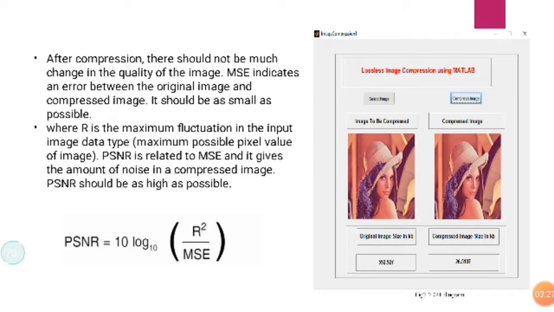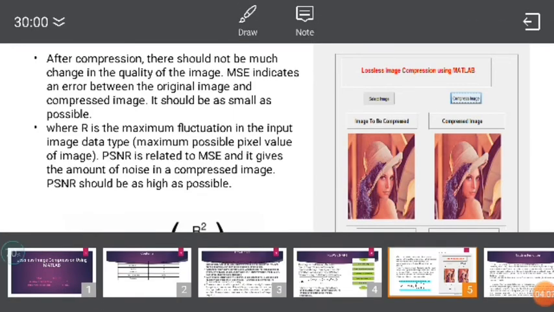It should be as small as possible, where R is the maximum fluctuation in the input image data type, the maximum possible pixel value of the image. PSNR is related to MSE, and it gives the amount of noise in the compressed image. PSNR should be as high as possible. The formula of PSNR is equal to 10 log10 of R squared divided by MSE. We can calculate the PSNR using this formula, and the next slides will be explained by my partner.